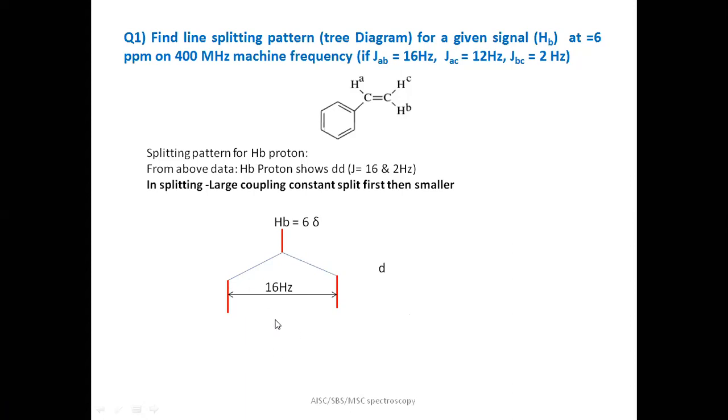Now you are getting a doublet, and those two lines again split. Those two lines again split into doublets because your signal is a doublet of doublet. So this line splits as a doublet with how many hertz? The remaining 2 hertz. So from 16 hertz, the two lines are now further split by 2. It is like a tree we are making: one branch, and that branch gives more branches like this.